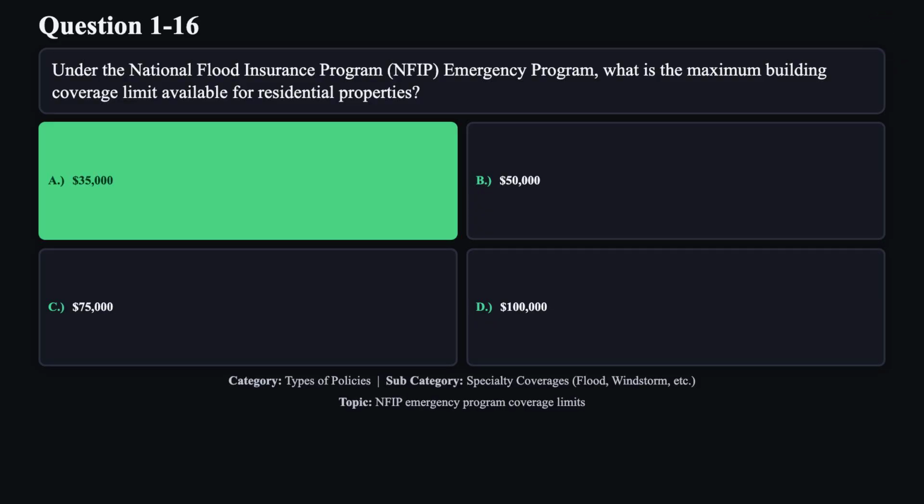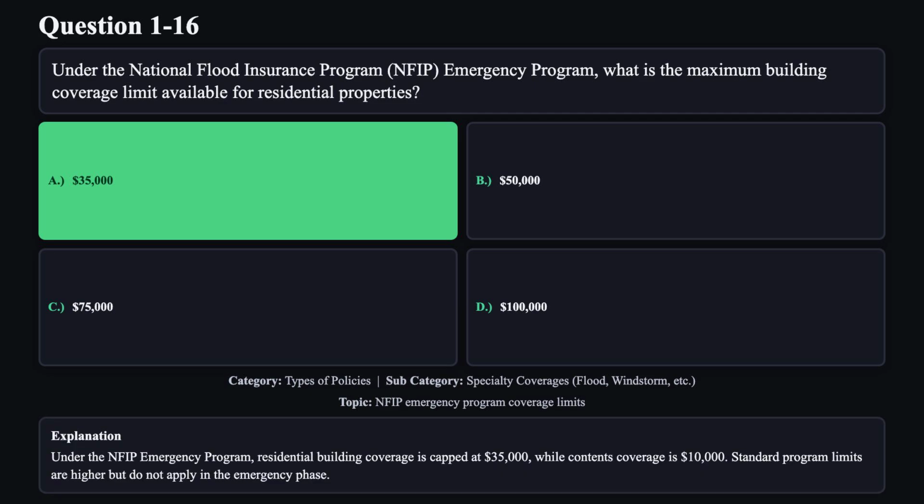The correct answer is A. Under the NFIP Emergency Program, residential building coverage is capped at $35,000 while contents coverage is $10,000. Standard program limits are higher but do not apply in the emergency phase.